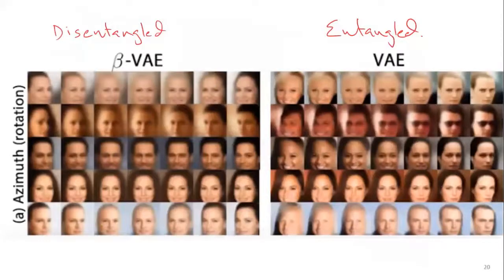Here are some more examples. These are examples of facial features. This is the entangled version. This is the disentangled. And what you can see over here, can somebody tell me what's going on?